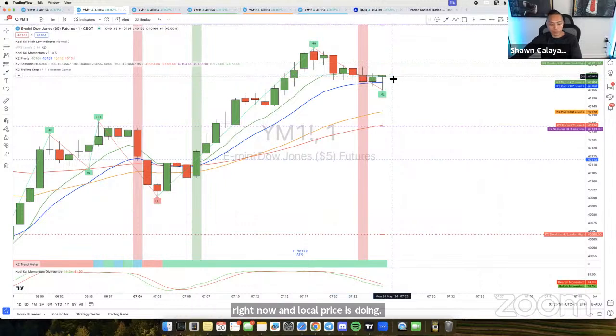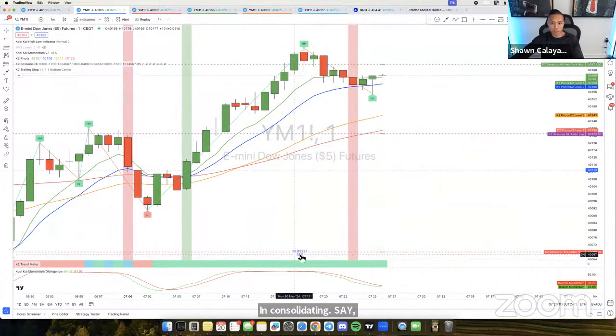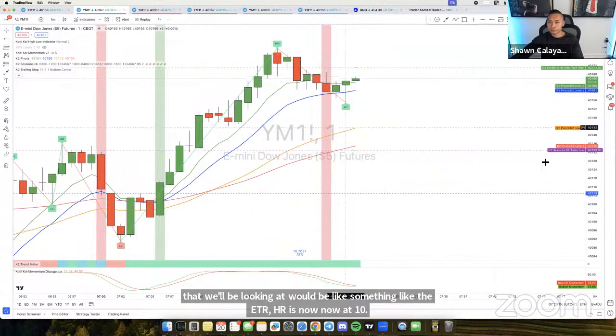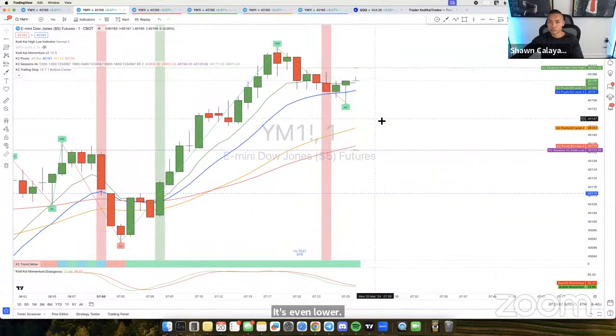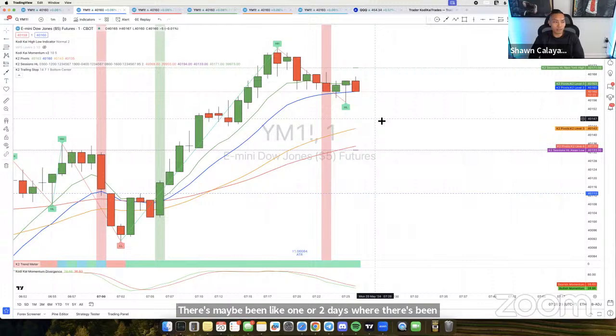So it's no surprise. Key factors that we'll be looking at would be something like the ATR. ATR is now down at 10. It's even lower. Yeah, that's super low. This is going to be frustrating because we've been dealing with summer months for the past 3 months now. There's maybe been 1 or 2 days where there's been some volatility, but for the most part, it feels like we've been trading in summer since February. The ATR has been super low.